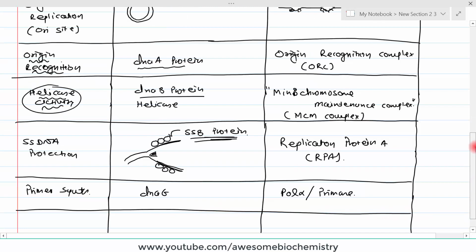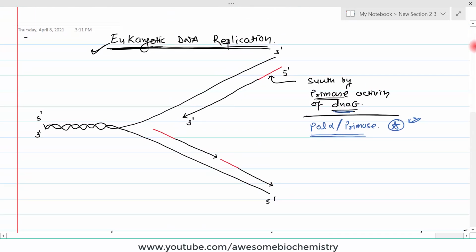Then once the primer is synthesized, what will happen? This black strand, which is pure DNA, needs to get synthesized. We had seen in prokaryotic DNA replication that this part is synthesized by DNA polymerase 3 of prokaryotes. If you look at the structure of DNA polymerase 3, it is like this. It has one ring-like structure, and then the main bulk of the enzyme lies like this. This complete structure is of DNA polymerase 3.